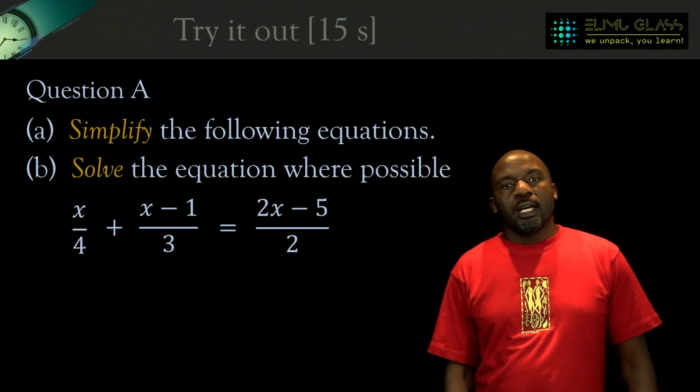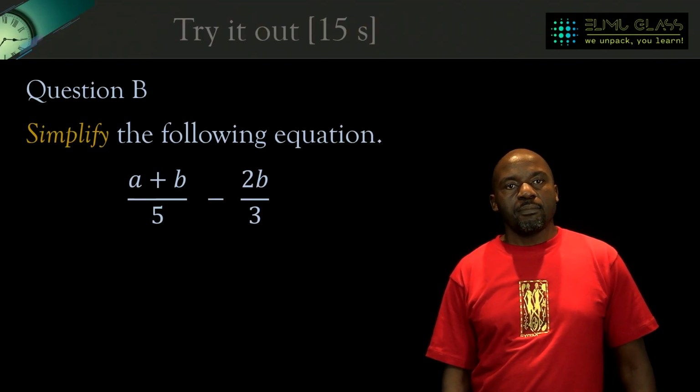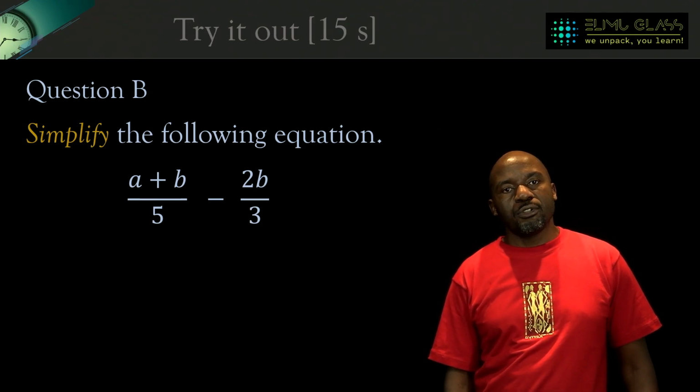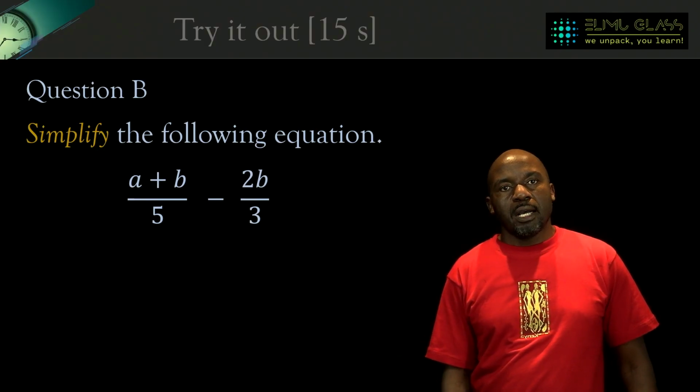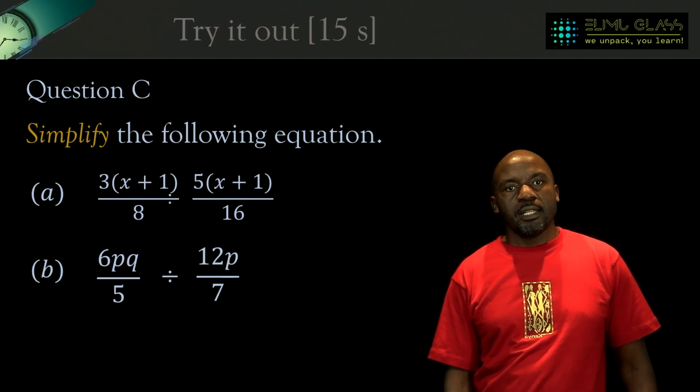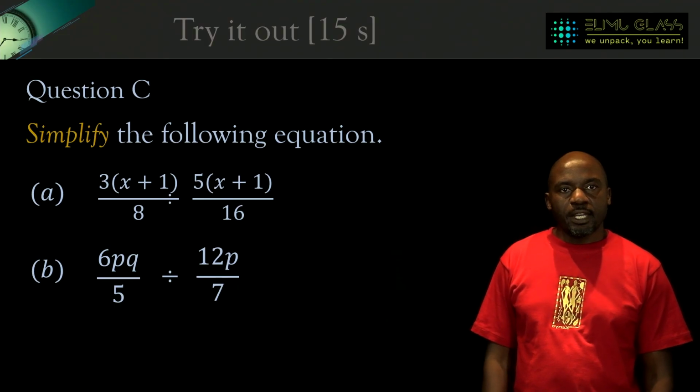All right. The next question, which is B. Again, simplify the following equation. All right, here all you have to do is to simplify. Okay, I believe I have another one. C says simplify the following equations. Equation A is given there, and there is an equation B. Please try and simplify that.